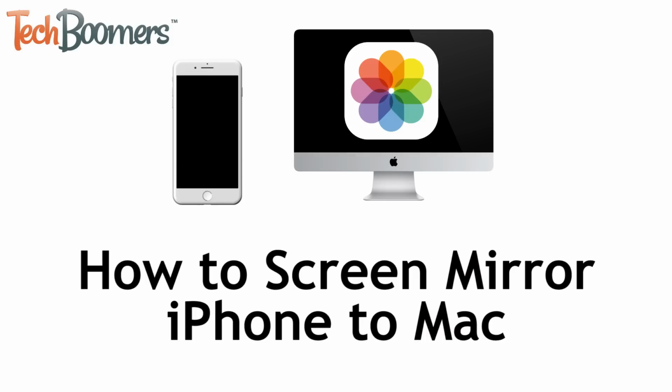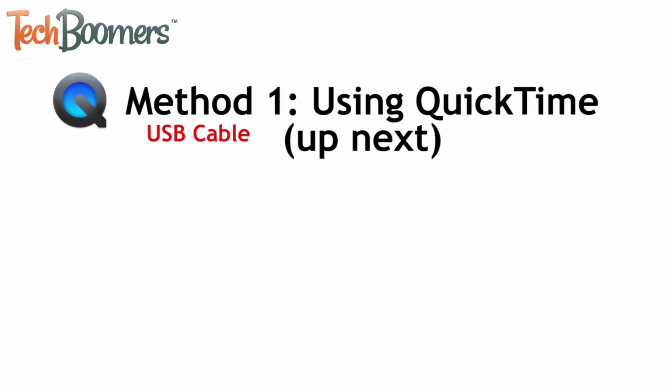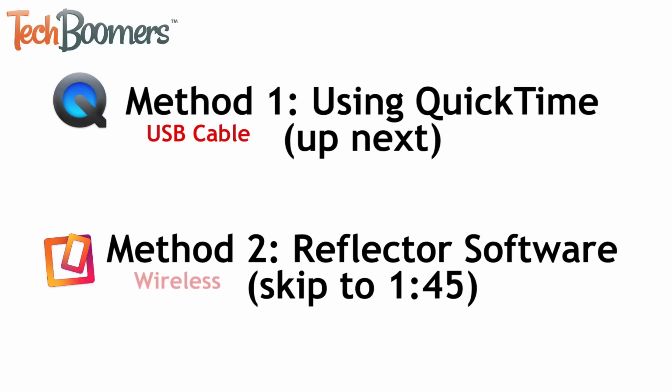Now let's get started. The first screen mirroring method I'll be showing you in this video is using the built-in QuickTime software on your Mac and a USB cable. And the second is using a free software called Reflector for Mac that allows you to mirror wirelessly. Skip ahead to the time listed on your screen now if you'd just like to see the second method.